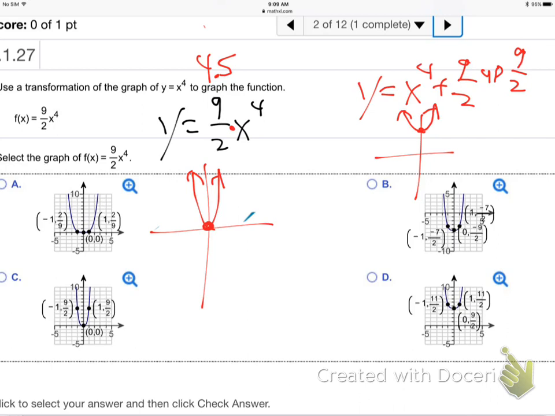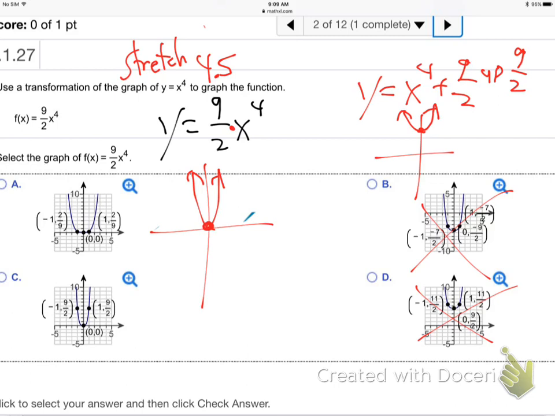Whereas if they added the 9/2, so adding and subtracting numbers is what moves graphs. Multiplying numbers stretches or compresses. So that's a stretch. Okay, so which one of those U-shapes? So it's not this one, because those two have been moved. See how the origin has been moved? It's not those. So it's either A or D.